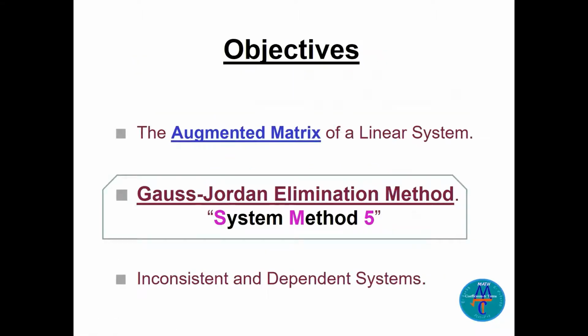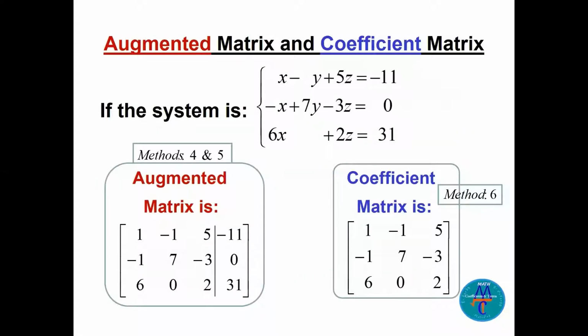Now, the objectives here: we will look at the augmented matrix to stress the idea. What is an augmented matrix? Now, we will look at the steps in the Gauss-Jordan elimination method. Before, we had only the Gaussian elimination method, which is almost the same, but we have little changes. Now at the end, we look at inconsistent and dependent systems. Just quickly, I have mentioned this in lecture 31.